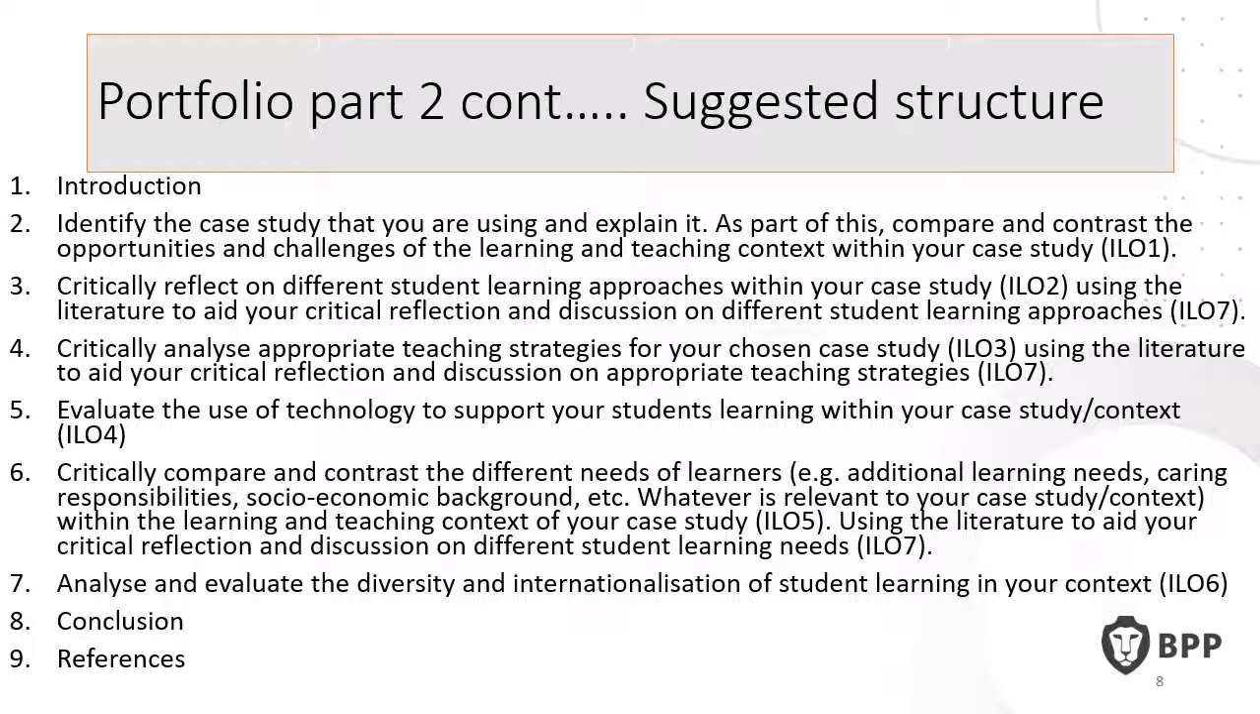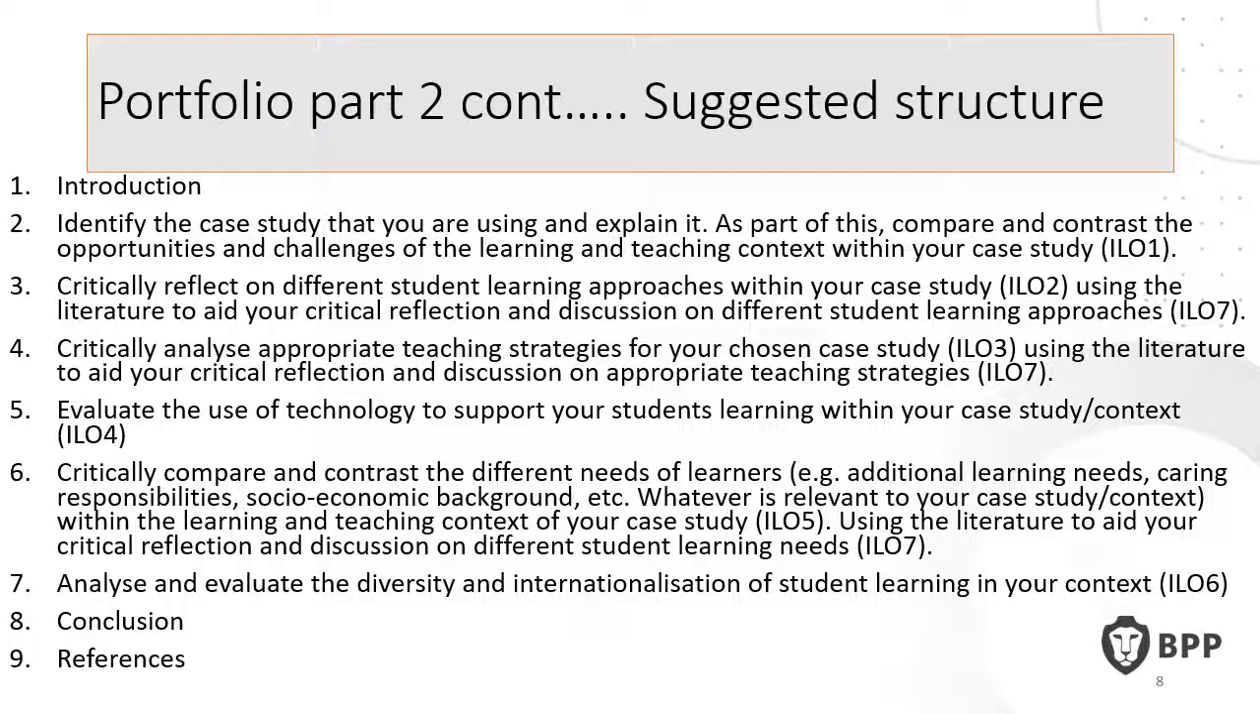Section 6 is to critically compare and contrast the different needs of learners within your learning and teaching context of your case study. For example, this might be students with additional learning needs, with caring responsibilities, from different socio-economic backgrounds, students who are first in family to university, and so on, or many different things that can create issues for students within your context. Importantly, it should discuss whatever is relevant to your case study and context. You should use the literature to aid your critical reflection and discussion on the different student learning needs within your context.